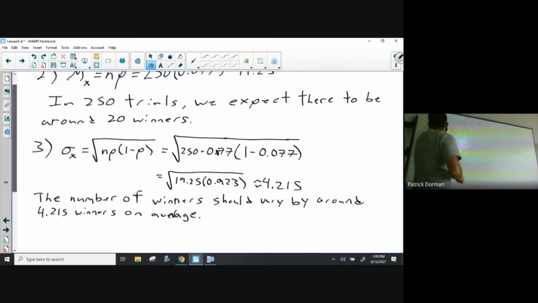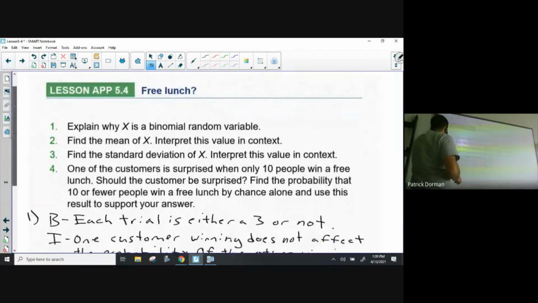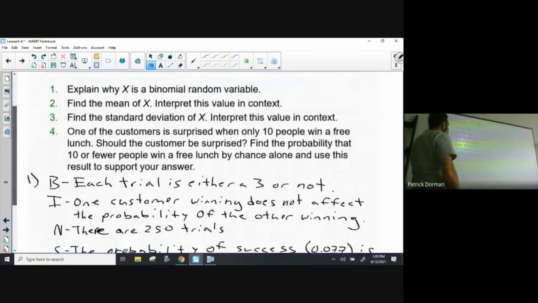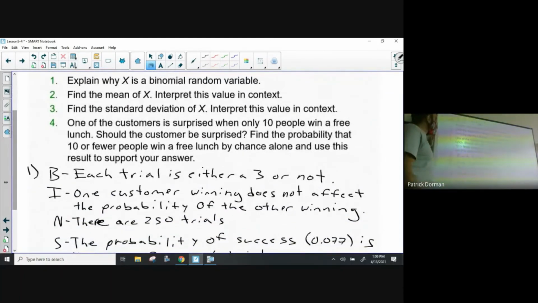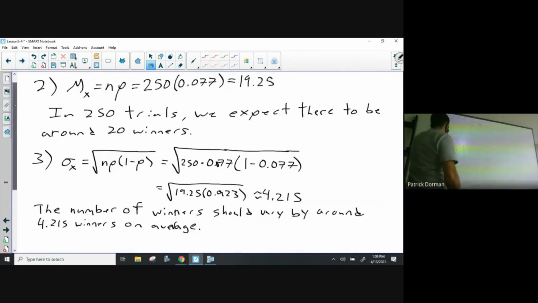All right, number 4. It says that one of the customers is surprised when only 10 people win a free lunch. Should the customer be surprised? Find the probability that 10 or fewer people win a free lunch by chance alone, and use this result to support your answer. So we just have to find the probability that x is less than or equal to 10, right?